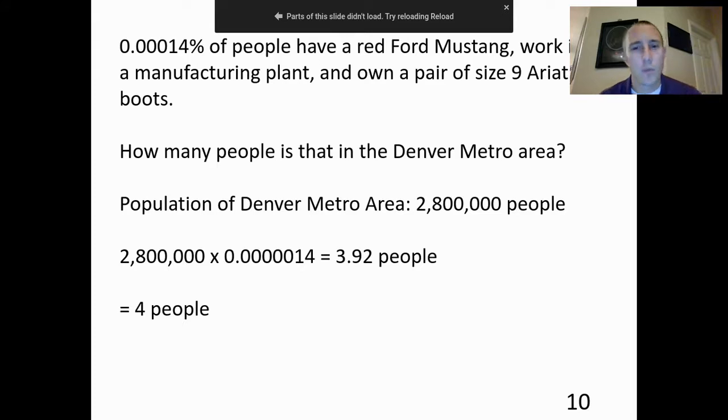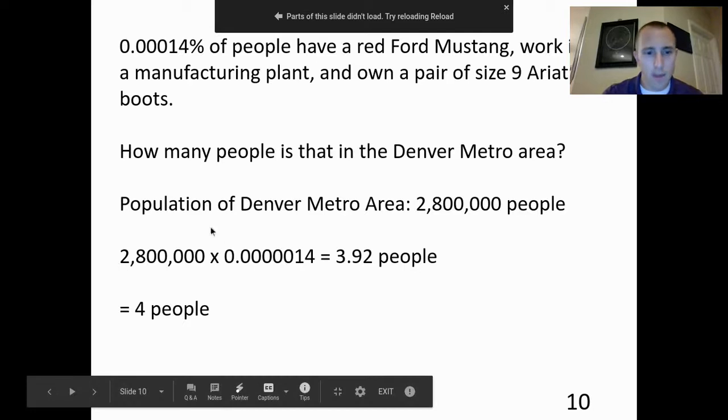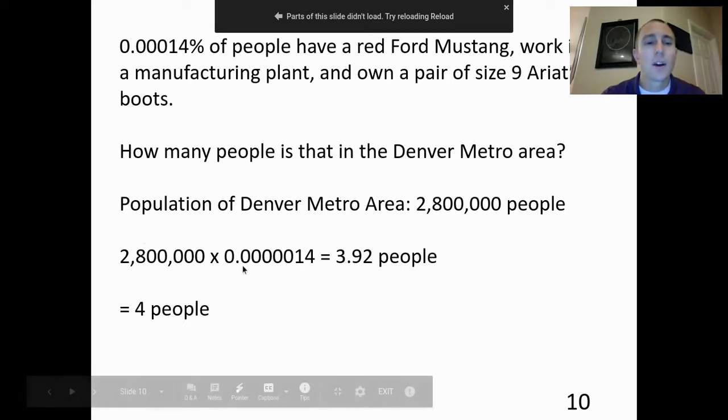So if 0.00014% of people have a red Ford Mustang, work in a manufacturing plant, and own a pair of size 9 Ariat boots, how many people is that? If we have approximately 2,800,000 people who live in the Denver metro area, all we're going to do is just multiply that value, 2,800,000 people, times our decimal value.